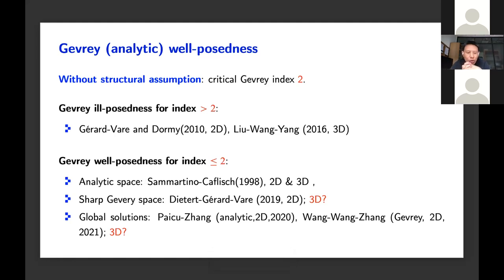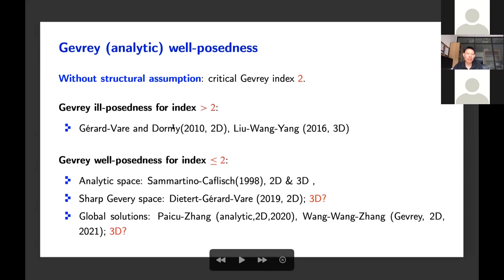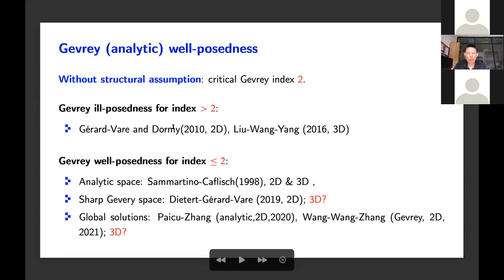So this was certainly solved by the work of Dietert and Gérard-Varet. Indeed, they proved the two-dimension Prandtl equation is well posed, provided the Gevrey index is smaller than 2. And in this talk, I will talk about the three-dimension case. So this gives the answer to the well-posedness for the Prandtl equation without any structure assumption. And I also mention some works on the global in time solutions.